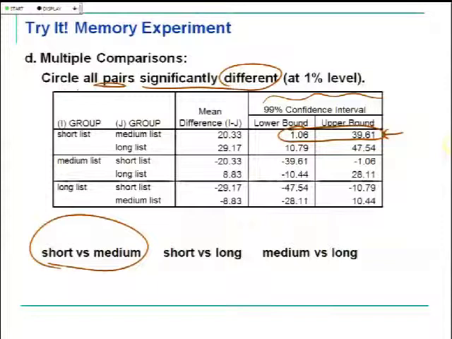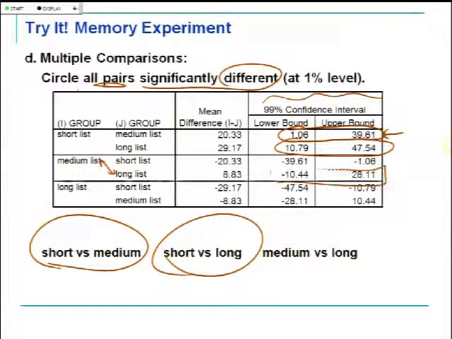Is there a difference between short and long? Well, does it make sense if there's a difference between short and medium? Short and long would also be significant. And it is. Medium to long, when you make that jump, there's a 0 in there. So I do not circle that pair. So we're not circling the pairs for which we find the 0. We're circling the pairs where there's a difference, meaning that there was no 0 in that confidence interval. All right, and it's possible that you might circle only 1, 2 of them, or possibly all 3. But at least one of them, if indeed you rejected H0.